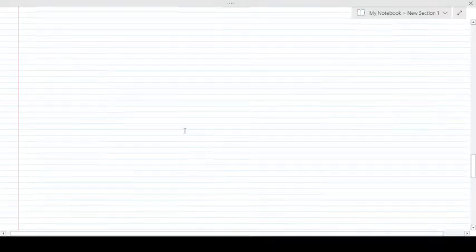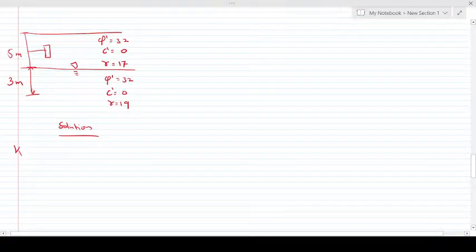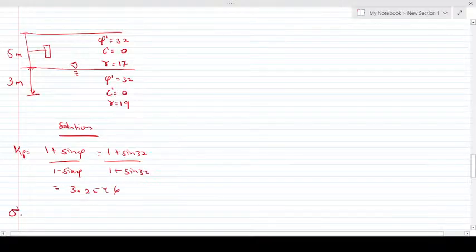In a case where there is a water table, we know what you have to do already. You find Kp, which is 1 plus sine phi over 1 minus sine phi, so 1 plus sine 32 over 1 minus sine 32. What do we have? 0.2546. Now what formula do you use? Gamma z Kp plus 2c square root of Kp plus gamma w z Kpw.